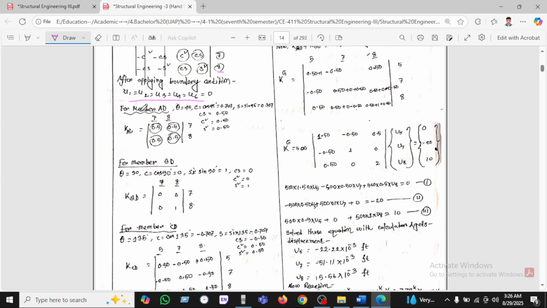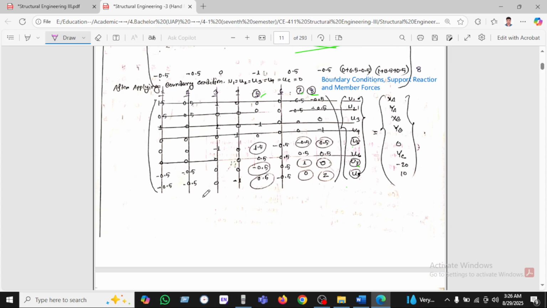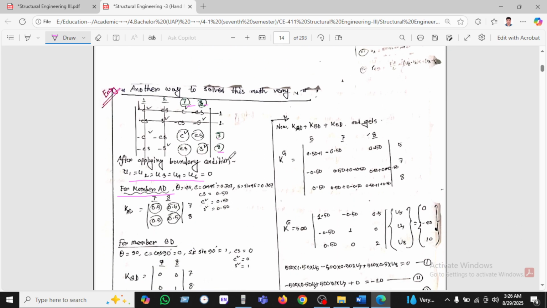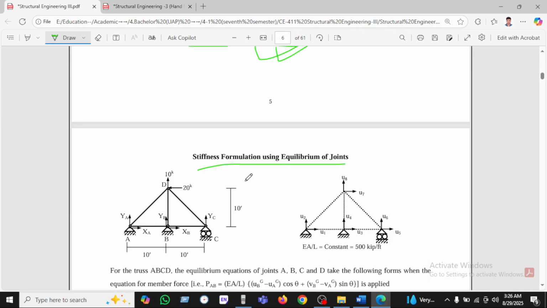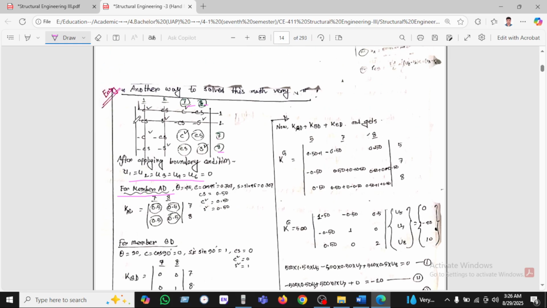So for the members we've been taking, now we're just solving this equation very quickly. I will calculate this. Let's see stiffness formulation using equilibrium of joints. So this is the solution, and this is the formula. We must memorize C square, CS, and S square, so it must be memorized.